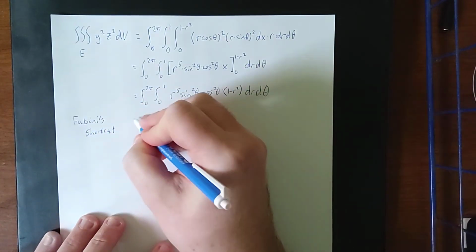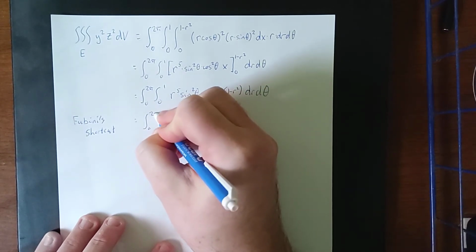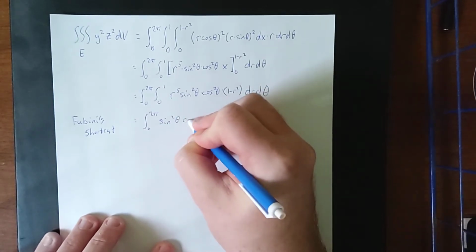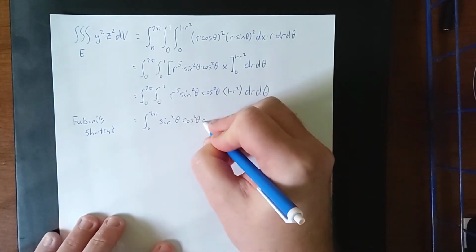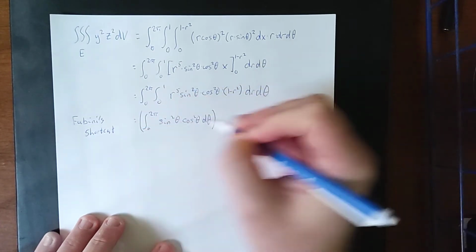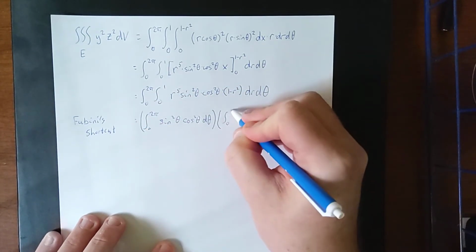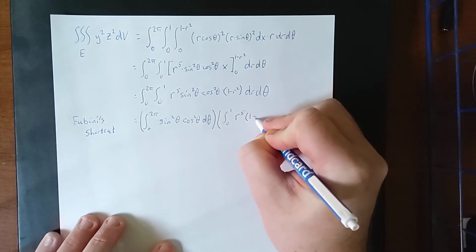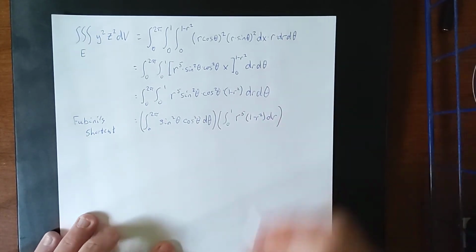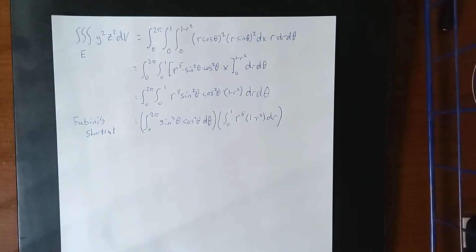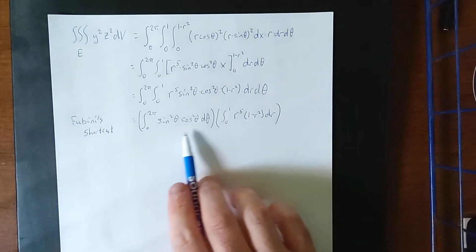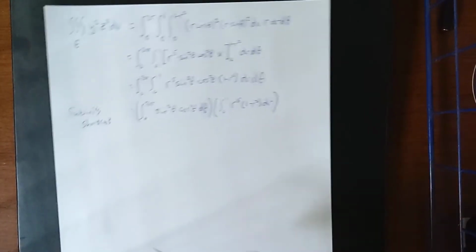Applying Fubini's shortcut, we will get a definite integral from 0 to 2 pi of the sine squared of theta times the cosine squared of theta, d theta. And for r, we'll have the definite integral from 0 to 1 of r to the fifth times 1 minus r squared dr. Now, both of these are going to need some alterations in order for us to actually evaluate them. The algebra for the r is going to be a little more straightforward, but over here, this is going to be a little less straightforward.